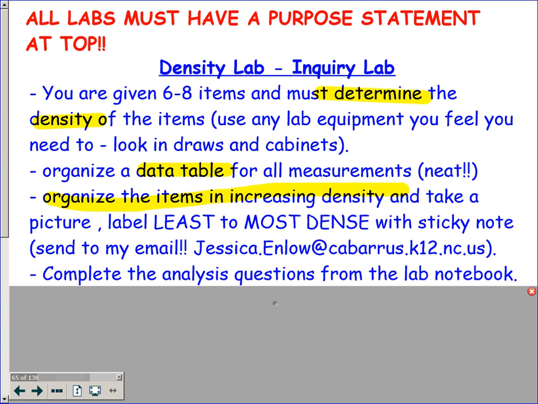But I'm giving you 6 to 8, but I'm giving you 8 items, and your job is to determine the density of each of those items. You have all this equipment that you can use. It's up to you on what you want to use. You know what's in the drawers, you know what's in the cabinets. So your job is to determine the density.